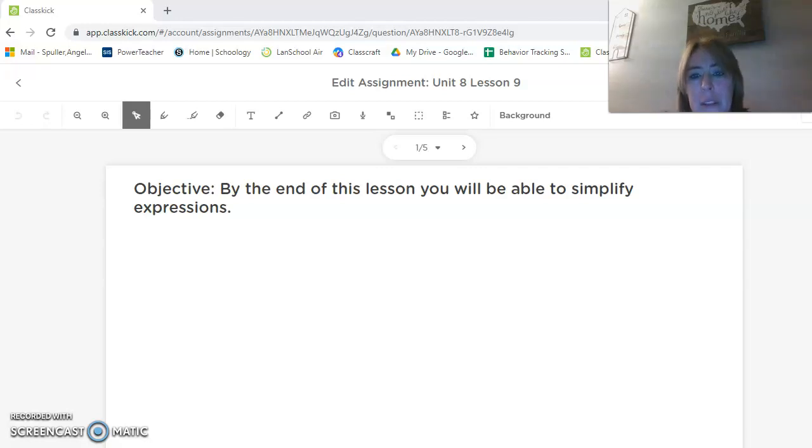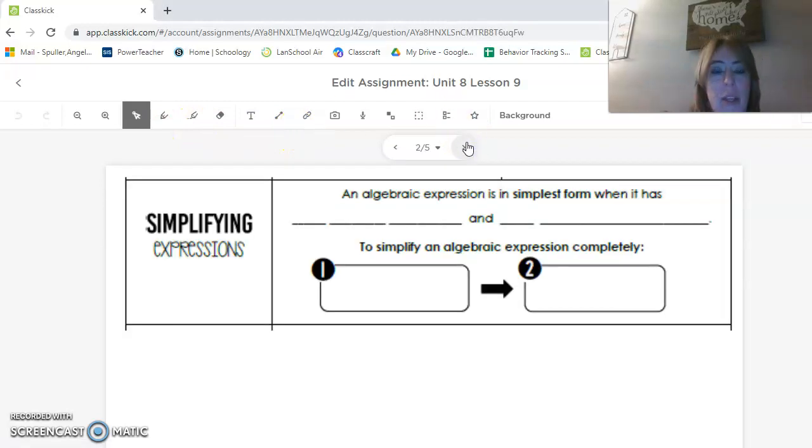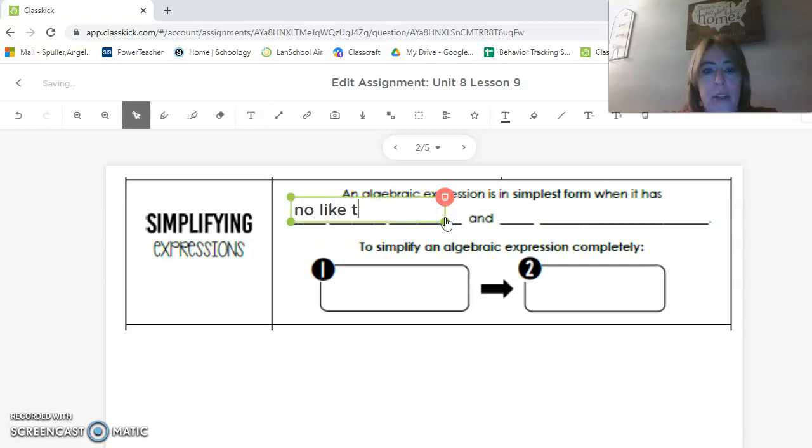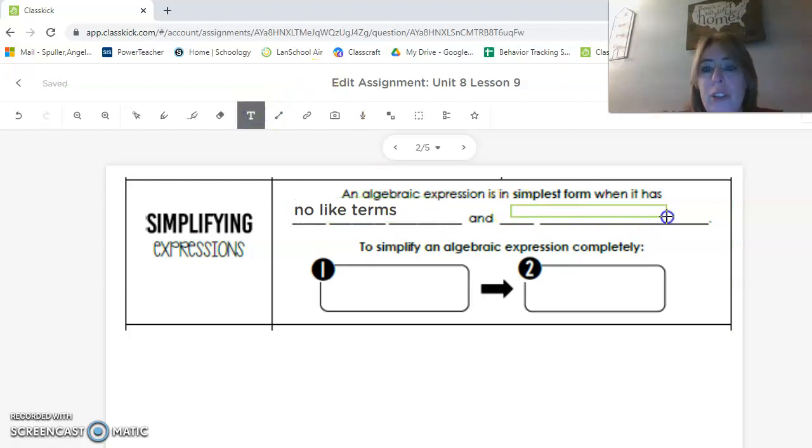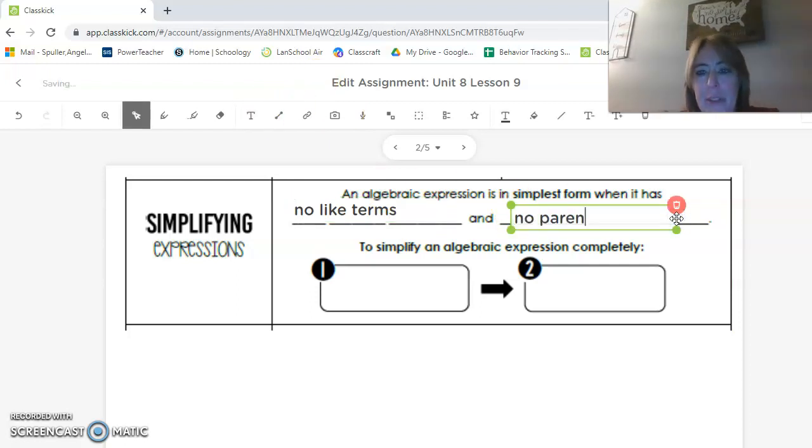By the end of this lesson, you'll be able to simplify expressions. All right. Now, to simplify expressions, an algebraic expression is in its simplest form when it has a couple things. First off, it has no like terms. And when there's no parentheses.